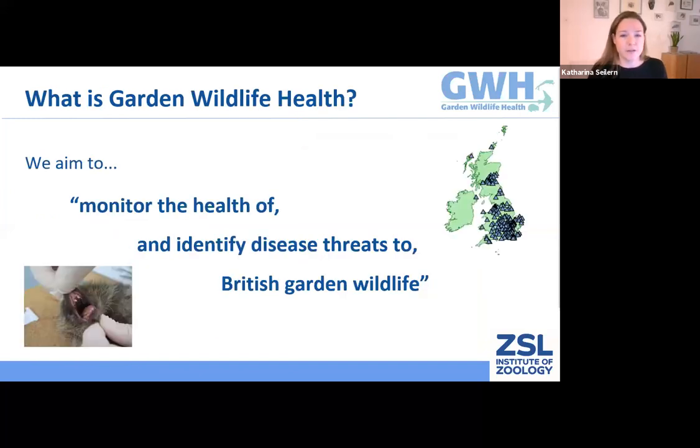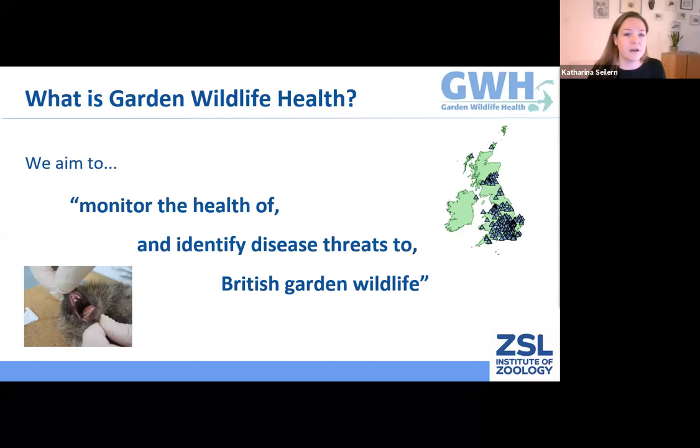So the Garden Wildlife Health Project is an example for such a citizen science scheme. And our fundamental aim is to monitor the health of, but also identify any potential disease threats to garden wildlife. But there are, of course, many more aspects to it. For example, once we do identify a disease threat to British wildlife, be it in a single species or a whole taxonomic group, we are also trying to be actively involved in trying to find and then promote ways of mitigating that threat wherever appropriate, of course.